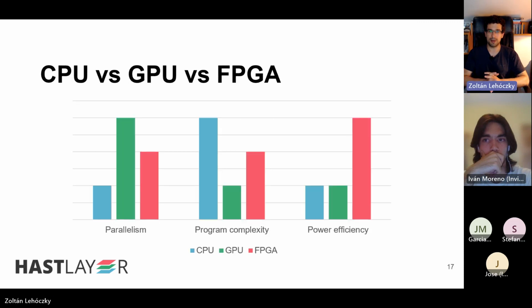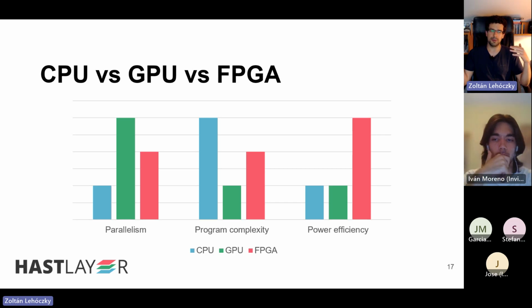Now, why would you use FPGAs to begin with? There are computing benefits to it. When we are talking about accelerating computations, FPGAs have some unique computing benefits. So let's compare them in a totally non-scientific, very approximate way to CPUs and GPUs. Let's talk about parallelism first. How many things can you compute at the same time?